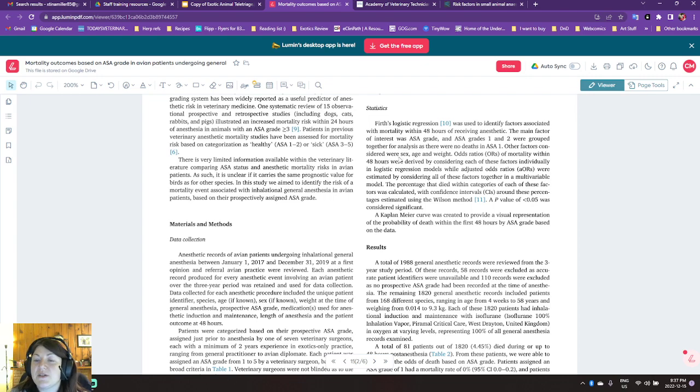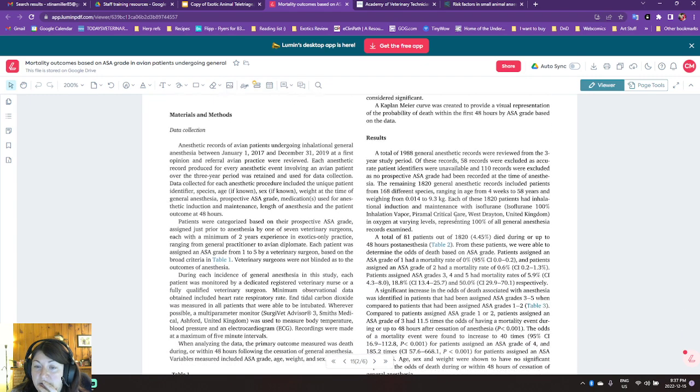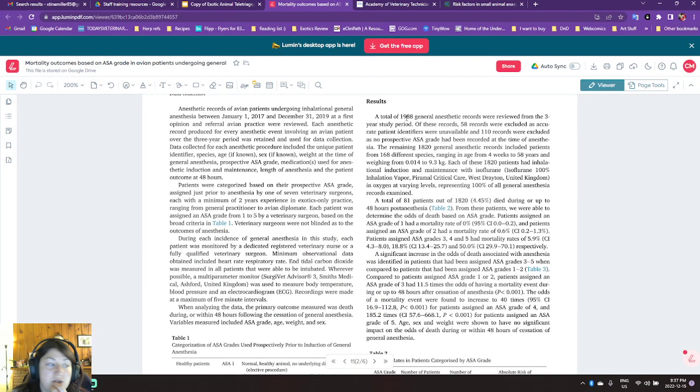Other factors considered were sex, age, weight. So again, they didn't compare the general practitioner to the diplomat, which is really interesting. So, once again, almost 2,000 records, which is a huge sample size. That's awesome. Reviewed from the 3-year period. They did exclude some records, blah, blah, blah. And oh, wow, patients aging from 4 weeks to 58 years, which is amazing. That's a huge demographic. And then weighing from 14 grams to 9.3 kilograms. 14 grams, I wonder if that's like a finch.